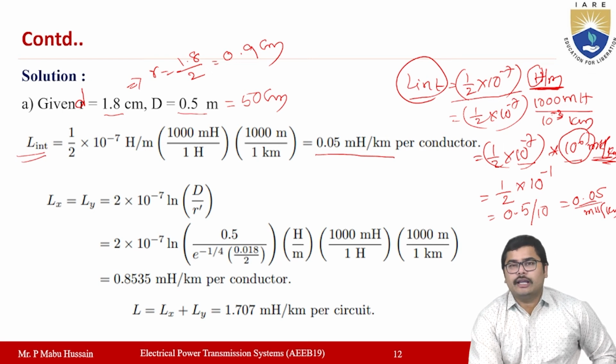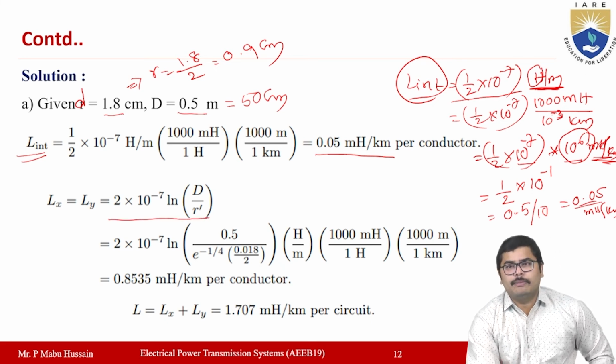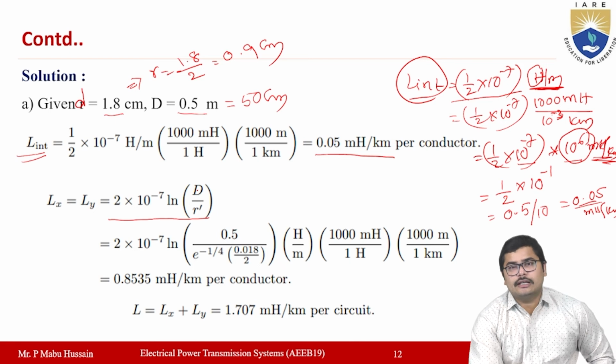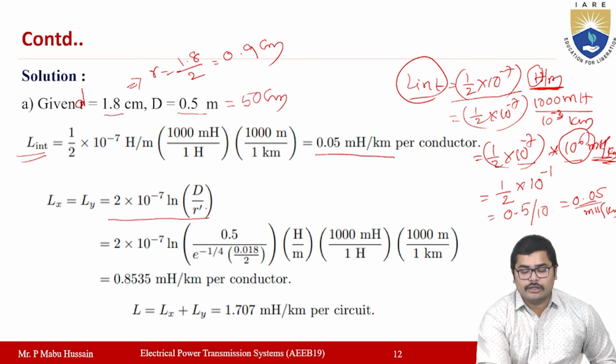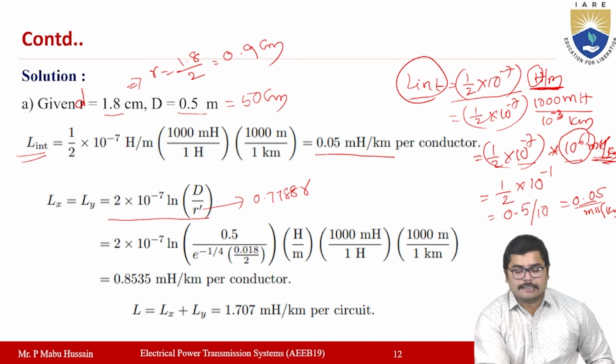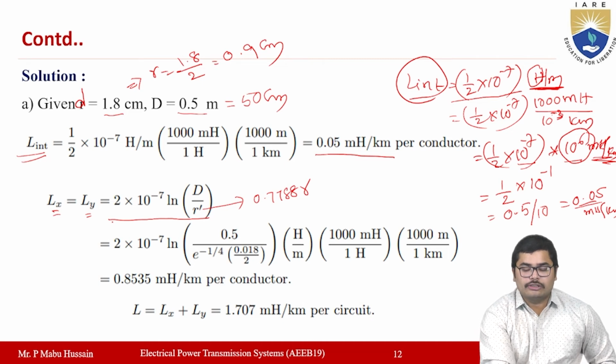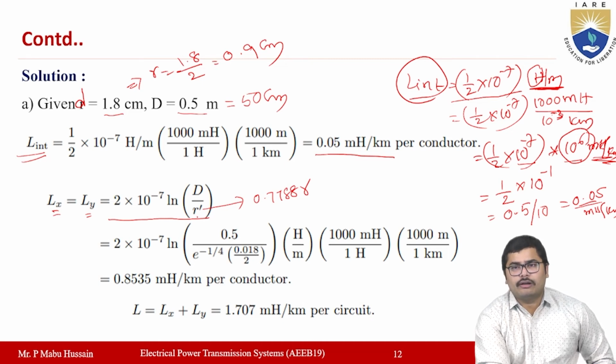Then you have to determine the inductance of each conductor by considering both internal as well as external flux linkages. When you consider both, the formula for determining the inductance is 2 into 10 power minus 7 ln D by r dash, right? Capital D here is the distance or spacing between the conductors, and r dash value is nothing but 0.7788 times r. Now the inductance for both the conductors in a single phase system will be the same, Lx is equal to Ly, because the diameter is the same for both conductors. So this value is equal to 2 into 10 power minus 7 ln D by r dash.